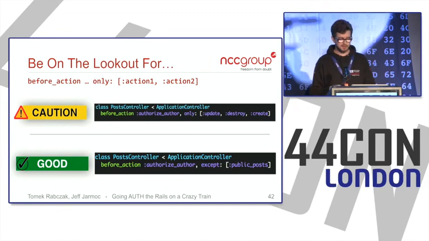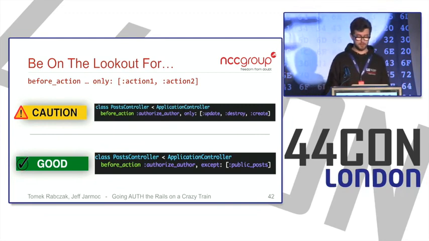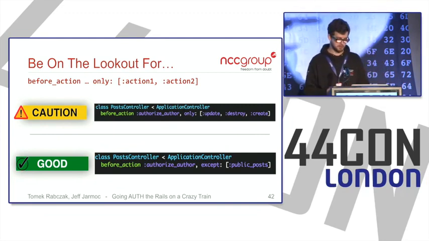So we tend to like to see the use of except because that'll automatically include any new controller actions. When the developer comes in and tries to finish that controller action, they might get an error, and they'll have to look at this before action and think about whether or not they actually want to authorize the user. Because again, there are legitimate cases for that.